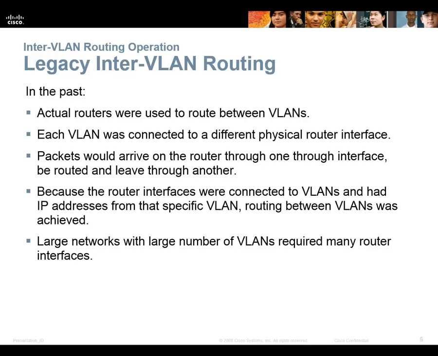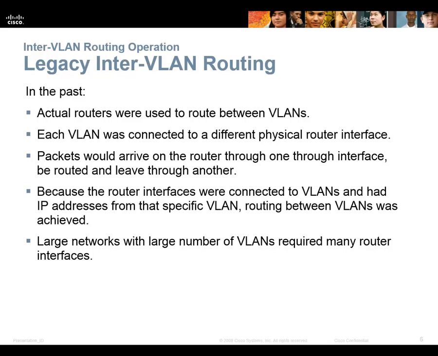So in the past, you had to have an actual router to route between the VLANs. Each VLAN was connected to a different physical interface on the router. So you would need several ports on a router if you had several VLANs you needed to route. Packets would arrive on the router through one interface and be routed to leave on another. Because the router interfaces were connected to VLANs and had an IP address for that VLAN, they were able to route it just like they would any other type of traffic.